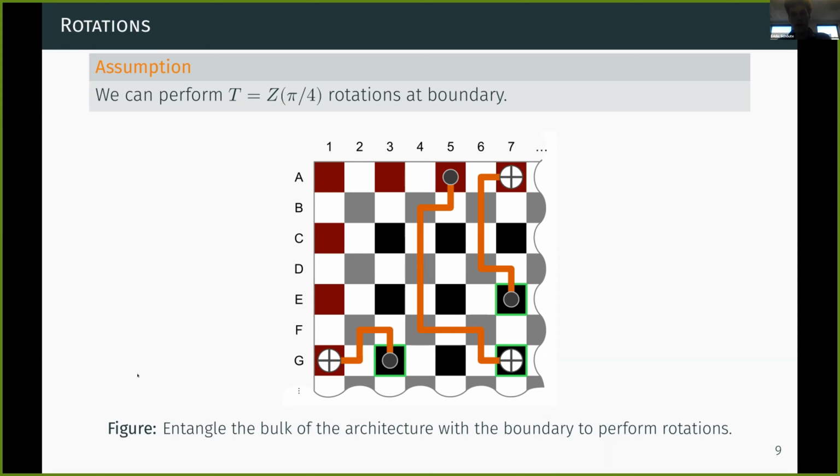And the problem that arises is that we now need to entangle the bulk of our computational architecture with the boundary to perform these rotations. So you get these long-range C-naught operations.